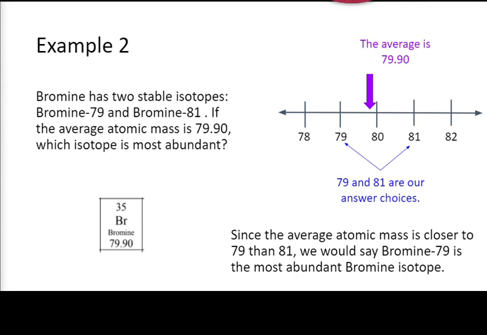So because the average is closer to 79, even though it's only slightly closer, we would say that there is going to be more bromine 79 than there is bromine 81. Although the difference is probably going to be small because of how close the average is to the middle.